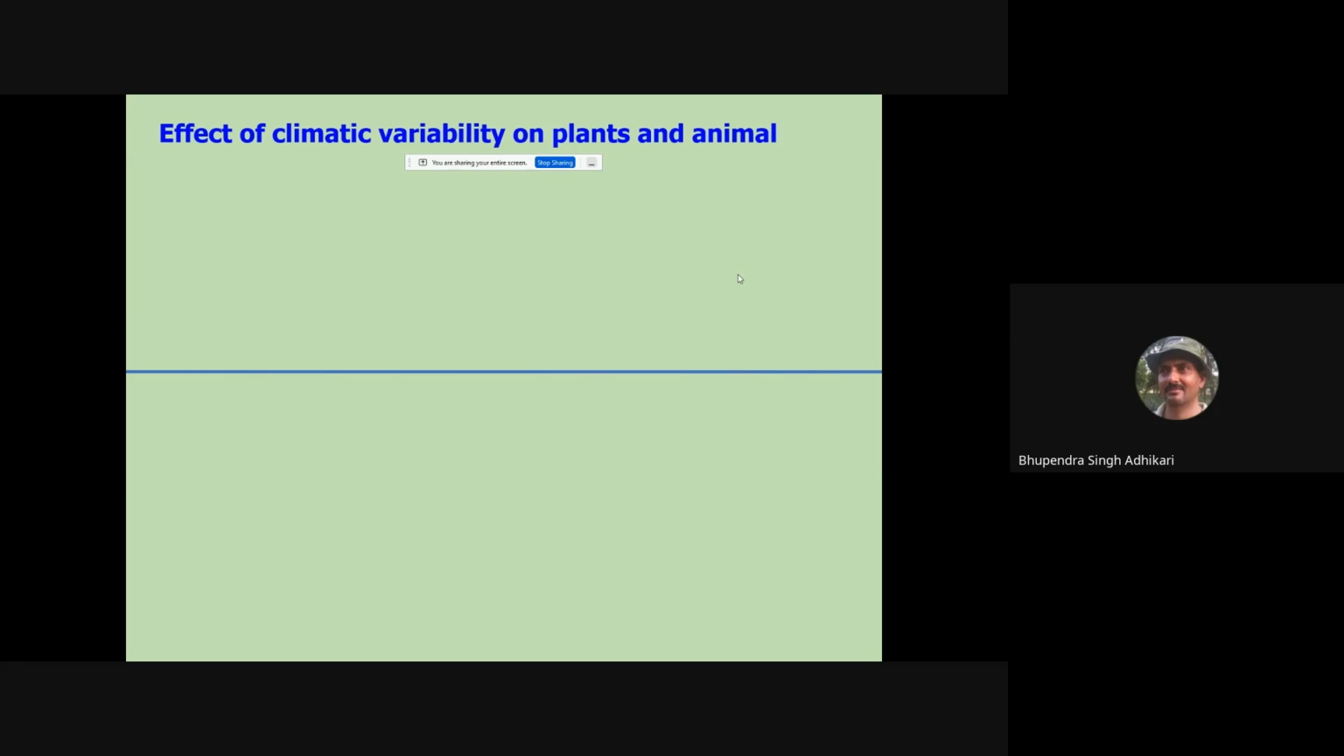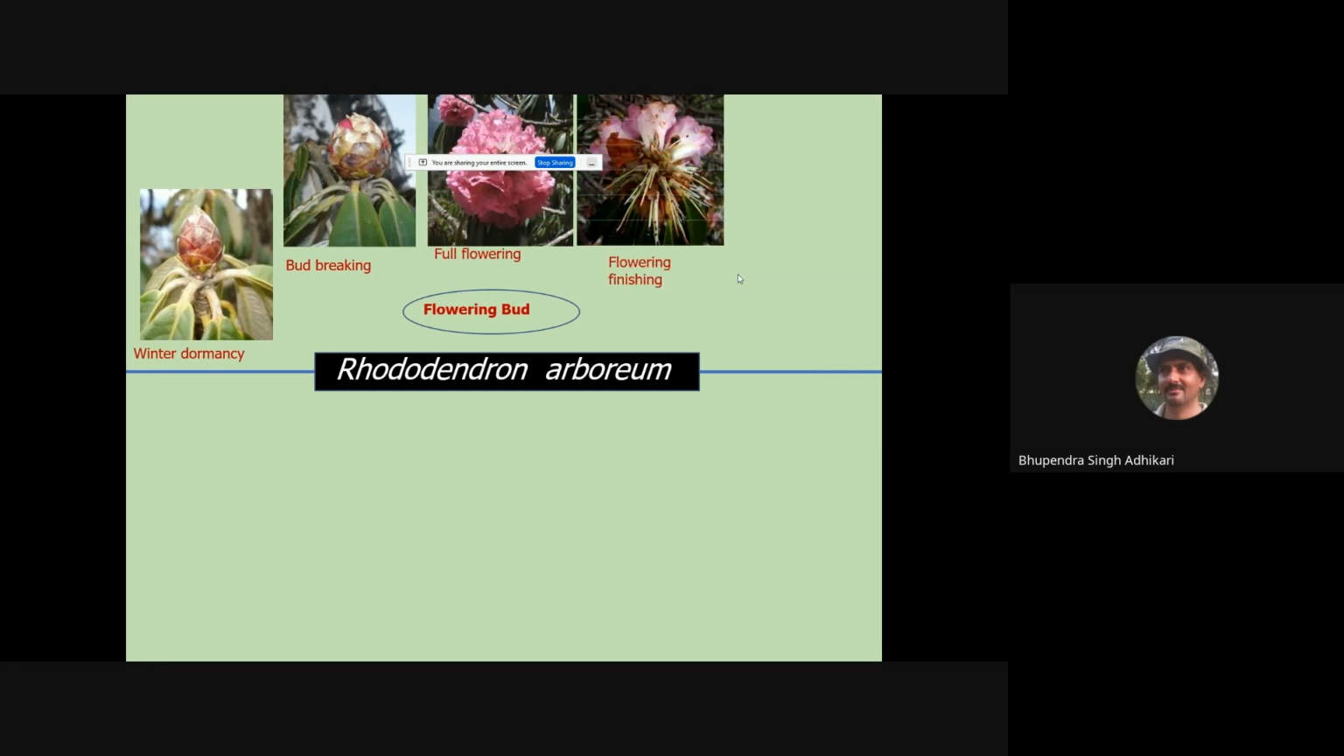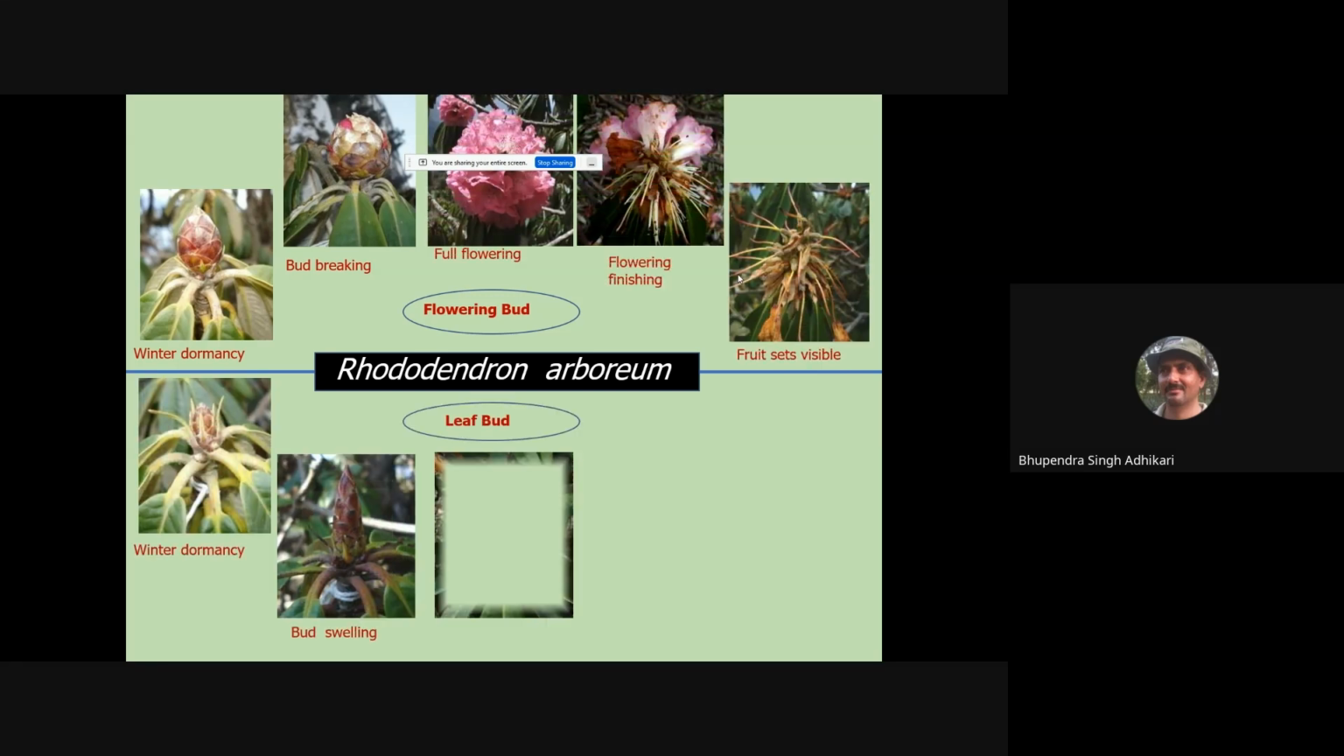Then when we talk about variability and all these things, we have studied the phenology of plants. So here you can see that this is the study which is being written up. Here you can see the flower bud, how it changes over the period. So all the information we have gathered, and then this is the leaf bud.